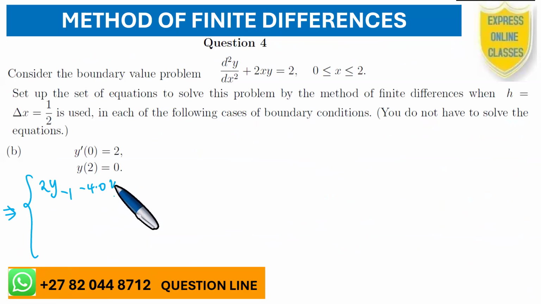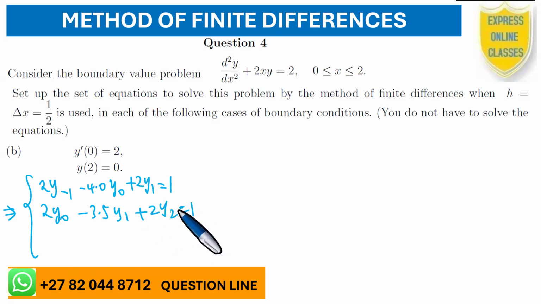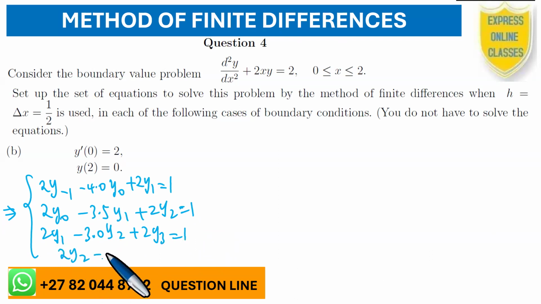Minus 4.0y0. 2y0 minus 3.5y1 plus 2y2 equals 1. Minus 3.0. 2y3 equals 1. Minus 2.5y3 equals 1.